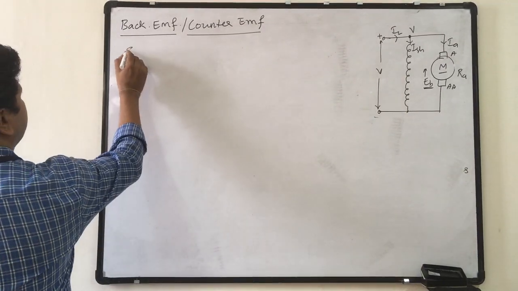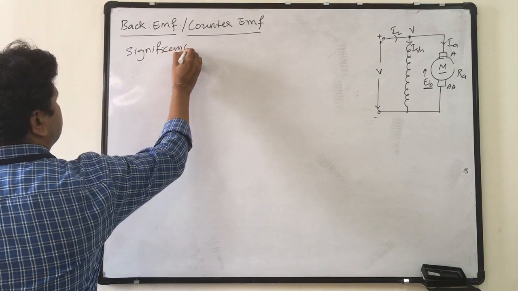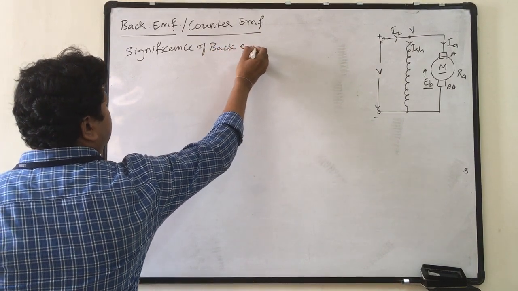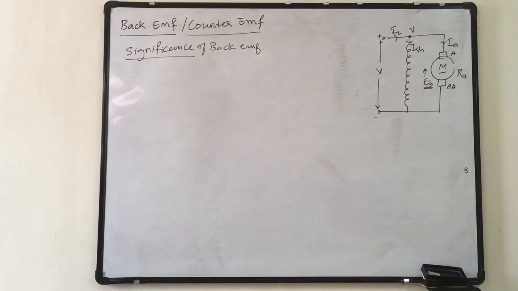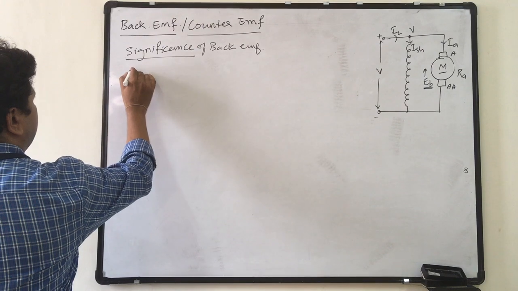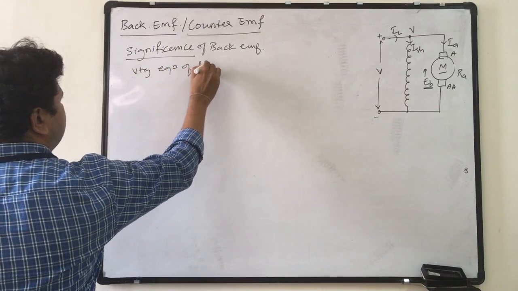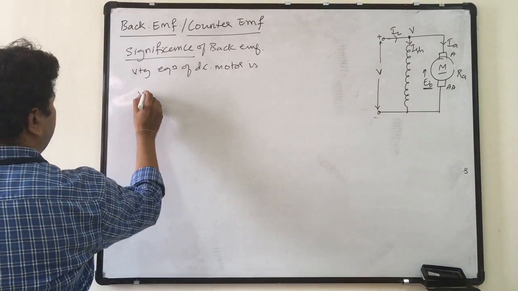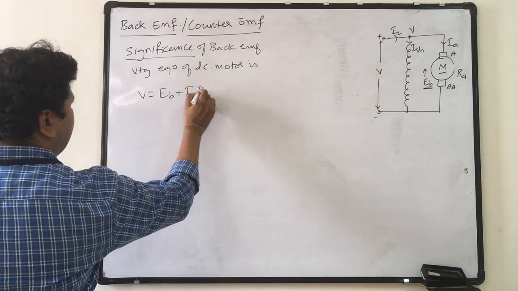Okay, significance of back EMF. Now, the voltage equation of DC motor is V is equal to EB plus IR.